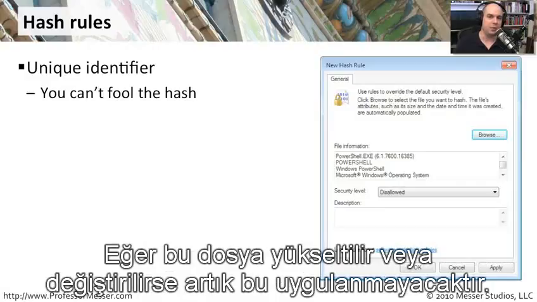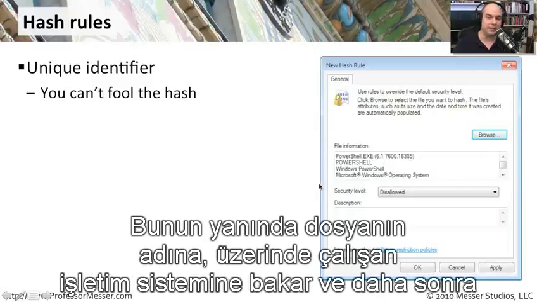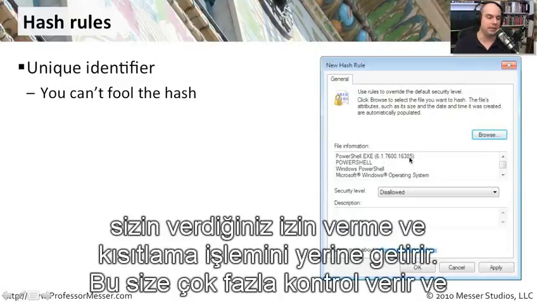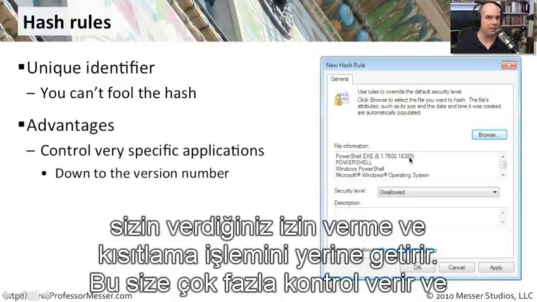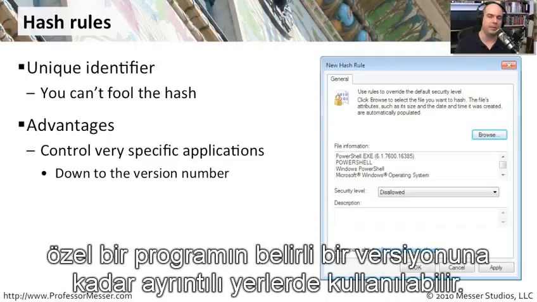If that particular file was upgraded or changed, it's not going to apply anymore, because as you can see, a hash rule looks at an executable file that is a specific version, the name of the file, and the operating system it runs on, and then you can allow or disallow what it's doing. That gives you a lot of control, some very, very specific control, in fact, all the way down to an exact version of a particular program.